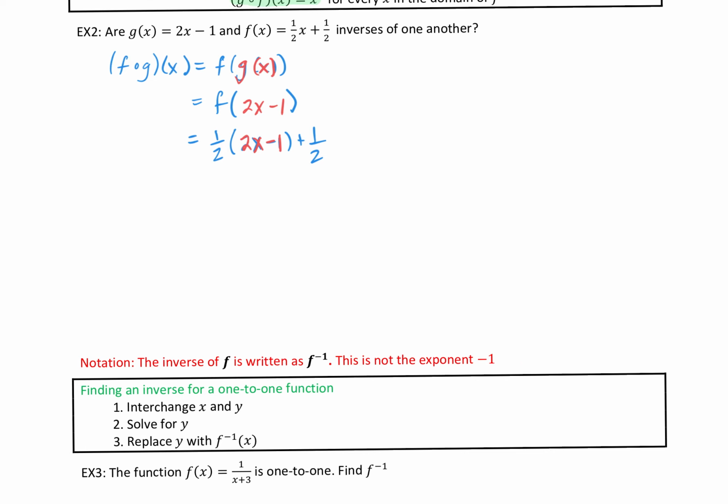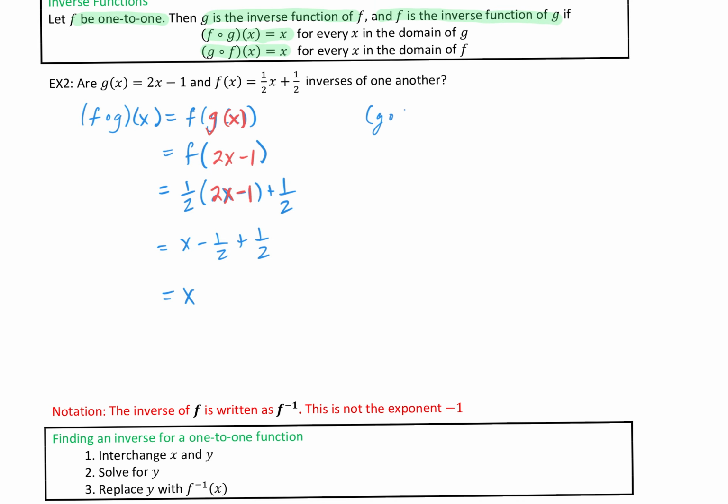Let's distribute that 1/2 to get x minus 1/2 plus 1/2. And then the negative 1/2 and positive 1/2 cancel each other out. So what that says is I put in an x, I got back the x. But we have to do it in both directions.